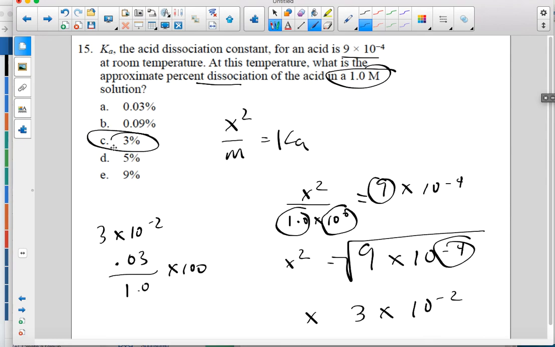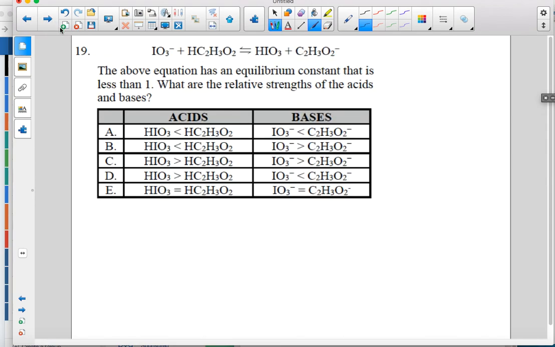That's the percent ionization. So again, it goes back to x squared over molarity is equal to Ka. You must use scientific notation. It's designed to be done very quickly in scientific notation, but you got to write it out. Don't be a gangster. 19. This occurs on the exam every year. They tell you the above equation has an equilibrium constant that's less than 1.